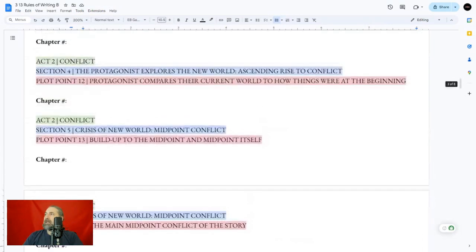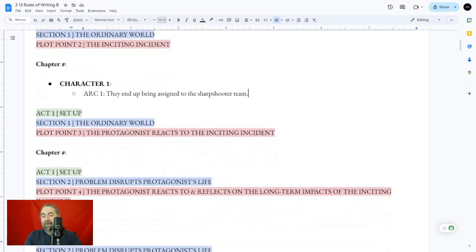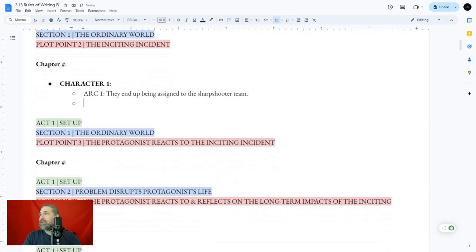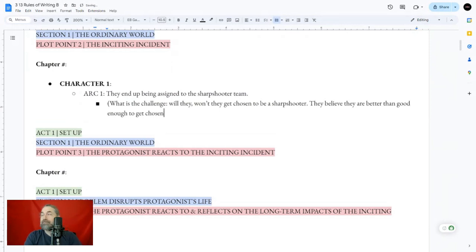And by the way, if you are a writer and you want to make sure you really understand the way they are challenged and the way they decide to agree to that challenge is up to you. It could be anything. I'm just throwing out ideas and brainstorming in real time. But I could, if I really wanted to, be like, what is the challenge? Will they, won't they get chosen? All right, chosen to be a sharpshooter. They believe they are better than good enough to get chosen. And they are chosen. Therefore, their position stays the same.